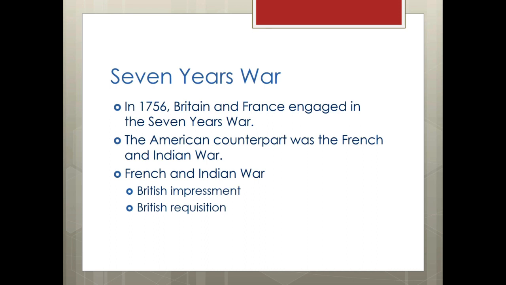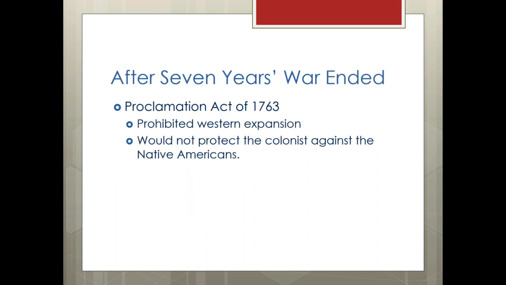The British began to do things that were very uncomfortable for the colonists, including what was referred to as British impressment, which meant forcing colonists to fight in the war under the control of the Britons. The British also began to requisition many of the resources that the colonists had, either to help facilitate the war, to take care of the British soldiers, or to purchase equipment and things necessary to fight the war. So the war went on for seven years.